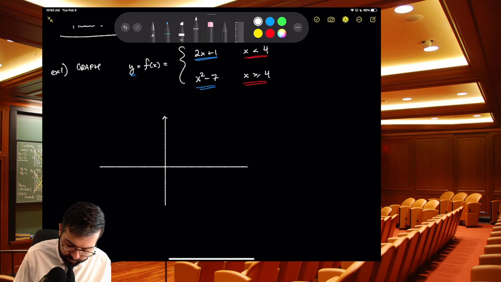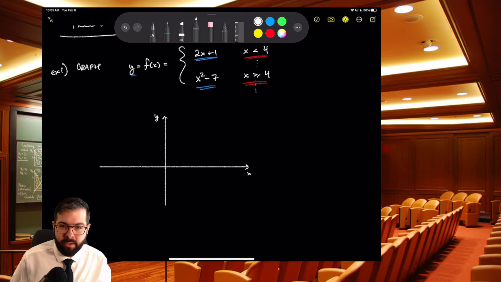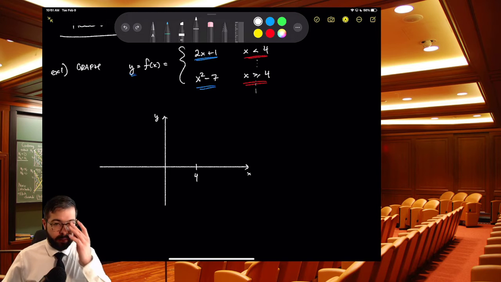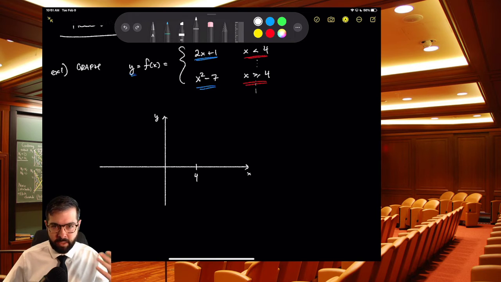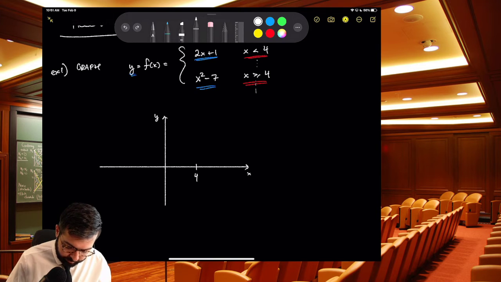let's start off a little sketch here. And so the breakpoint, which we see here in the input rule or the domain, is at x equals 4. So we'll say here's 4. So before x equals 4, this thing's acting like this rule, 2x plus 1. Now to graph a linear function, that might also be kind of rusty, but just remember you need the slope and 1 point. So I know the y-intercept is 1. That's here, and it has a slope of 2.